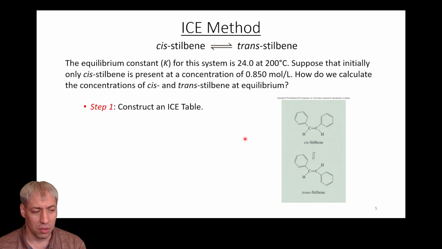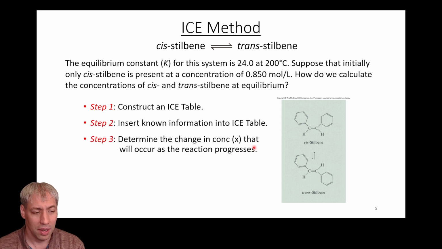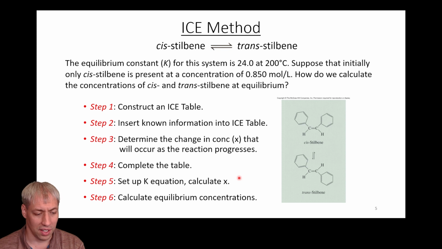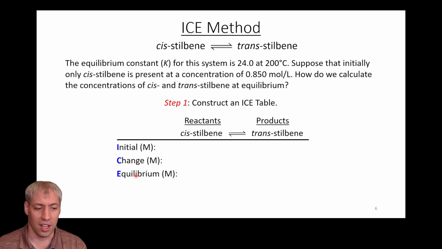The first thing you do is construct an ICE table. Then you insert the known information into the ICE table. Then you determine the change, X, by essentially solving for X. Then you complete the table, solve, and calculate the equilibrium concentrations. Let's walk through this with this particular problem. Here's our ICE table: reactants over here, products over here. We have initial, change, equilibrium. That's where ICE comes from. We need to fill in this table.